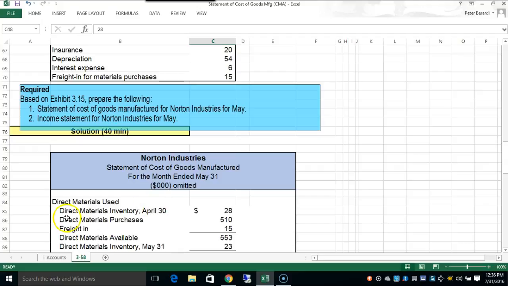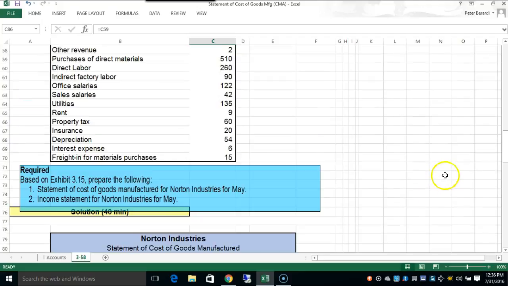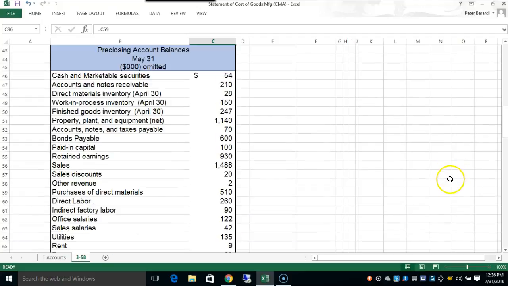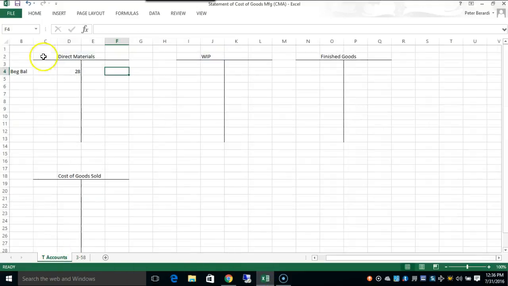Next, the problem says to include direct material purchases of 510. That's in your pre-closing account balances of 510 right here. So if you were to create a journal entry in an accounting system, you would basically take the purchases for the month for direct materials and debit direct materials inventory. These are inventory accounts.